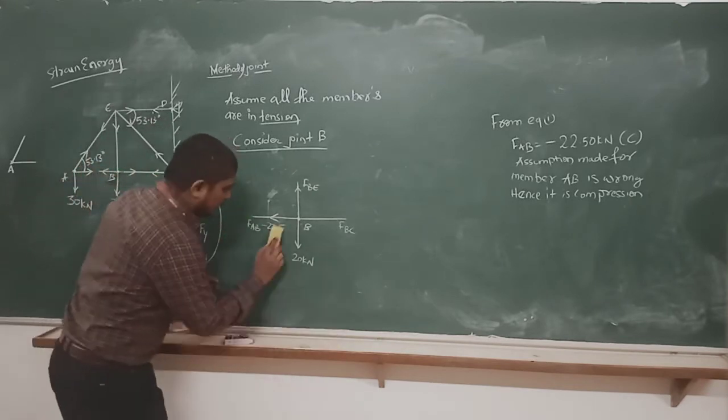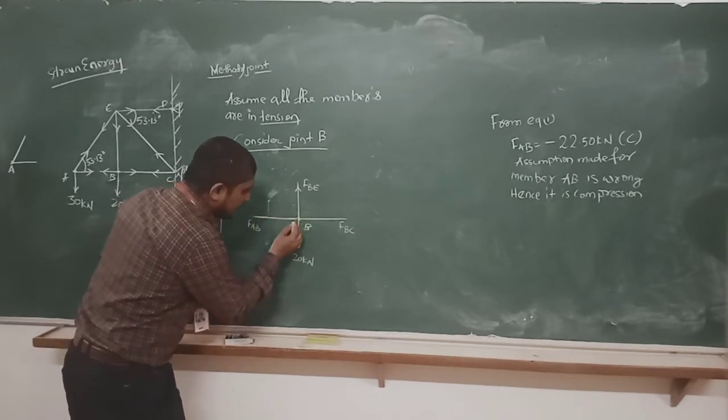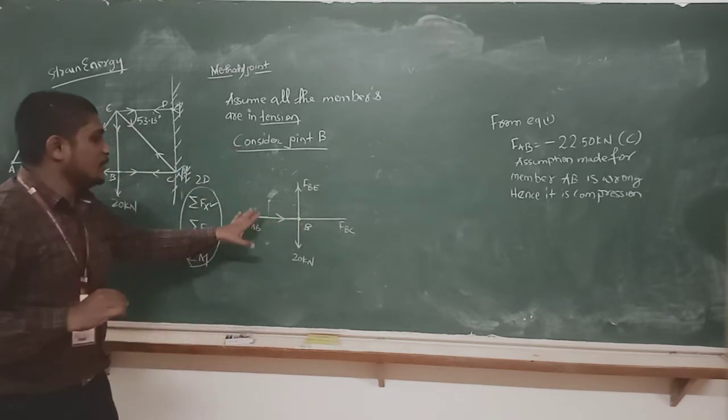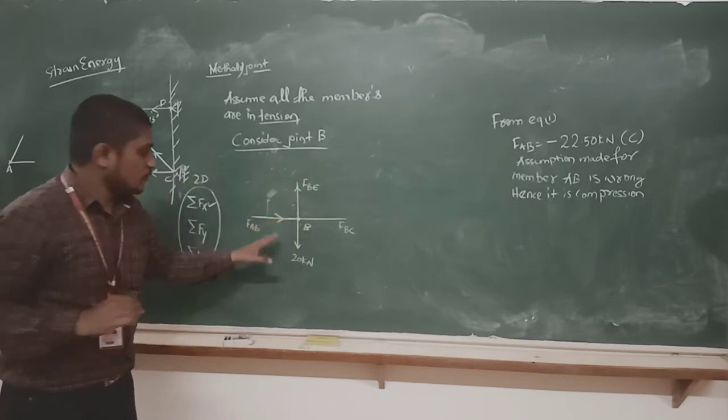Okay, so it's better if it is minus. So you just change the direction. It is towards the joint, not away from the joint. Means AB, the assumption was wrong, and it is compression. We got to know from joint A. Okay, I have changed the direction.